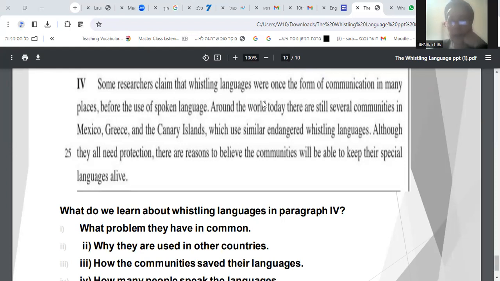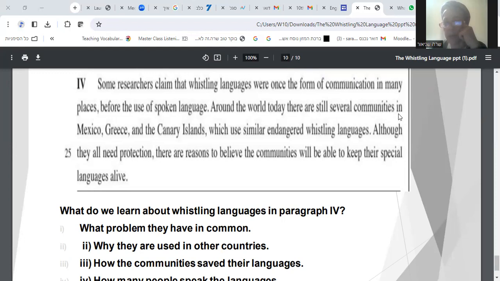Around the world today there are still several communities ברחבי העולם, around the world, מסביב לעולם. יש ספר של ז'ול ורן, Around the World in 80 Days, מסביב לעולם ב-80 יום. So around the world today, ומסביב לעולם היום, there are still several communities.